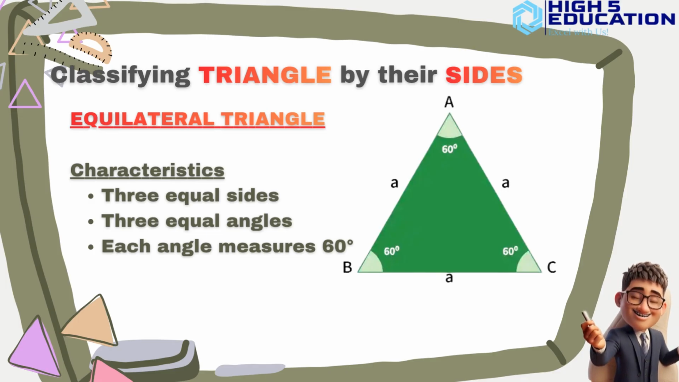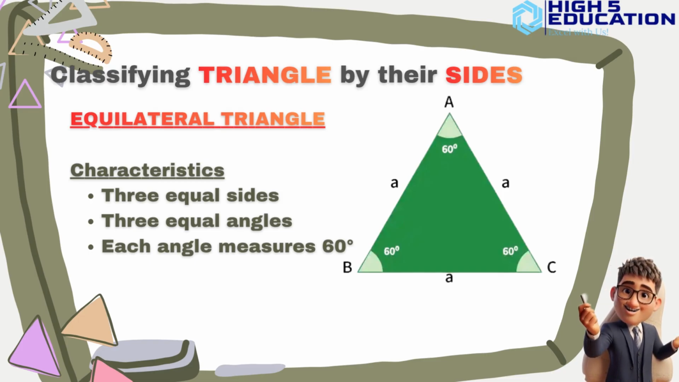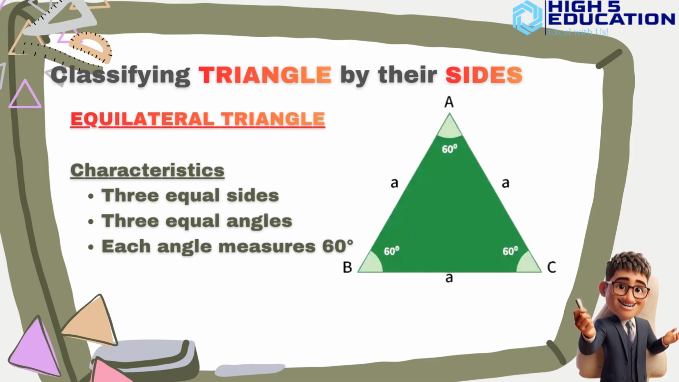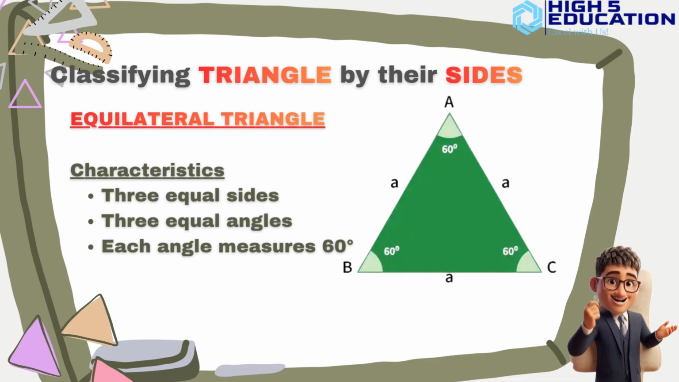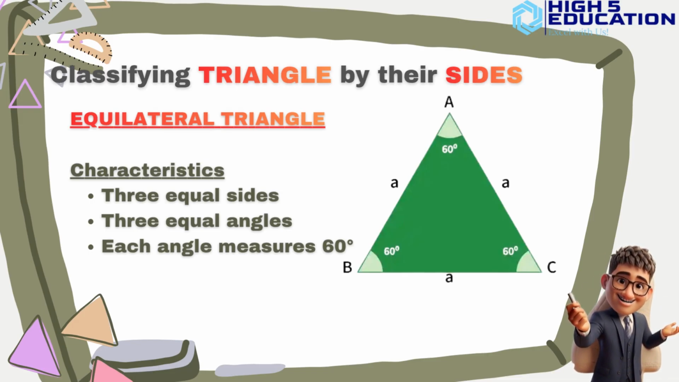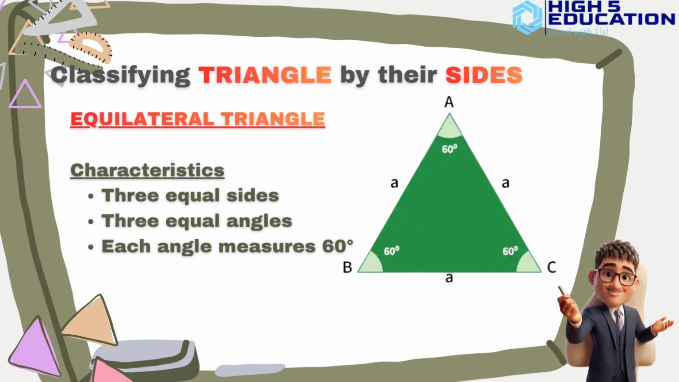A simple real-life example is the triangular warning sign or the triangular sections in bridge structures, where equal sides help provide strength and stability. To identify an equilateral triangle, remember this simple rule: 3 equal sides and 3 equal angles of 60 degrees. If you see those properties, you know it's an equilateral triangle.